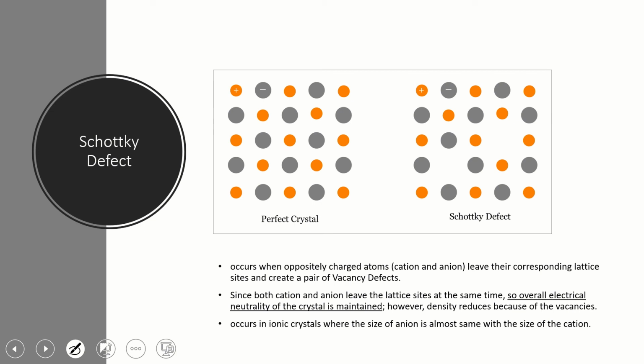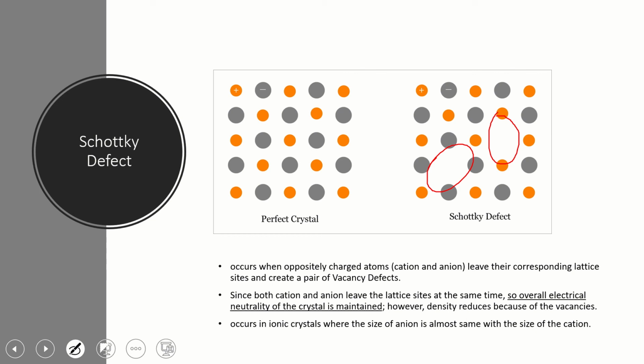Now that we've been over vacancy and interstitial point defects, there are some names and categories for when both of them happen in a material. The Schottky defect occurs when oppositely charged atoms, which also means a cation and an anion, leave their corresponding lattice sites and create a pair of vacancy defects. So, as you can see, this is a much bigger vacancy defect than the one that we saw previously, and that's because both the cation and anion left. Since both leave the lattice sites at the same time, the overall electrical neutrality of the crystal is maintained. However, density reduces because of the vacancies.